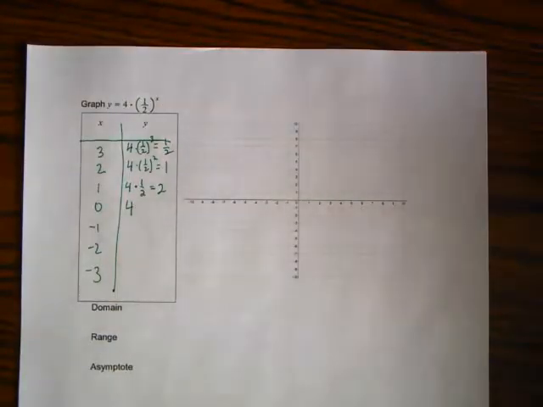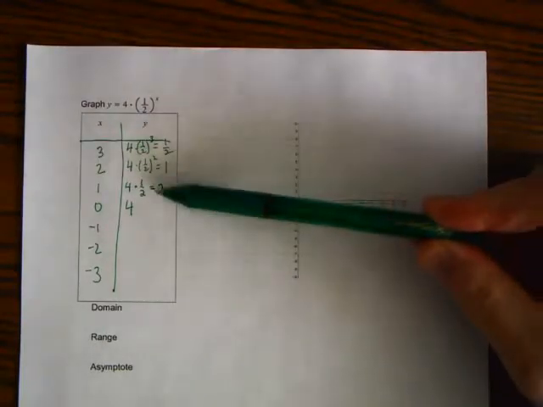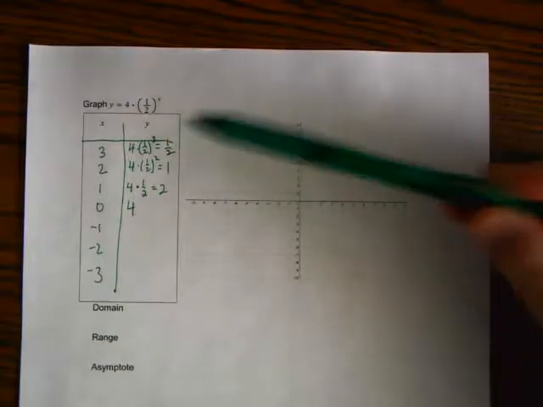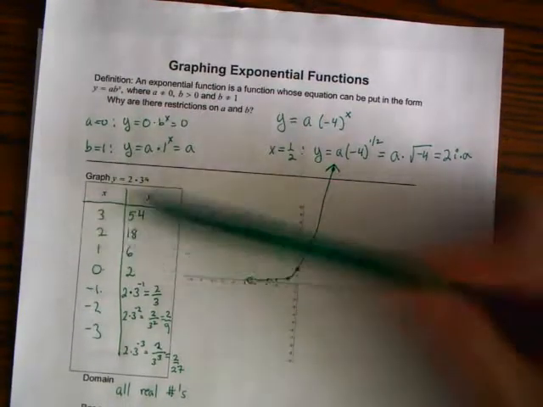So this time, notice what's happening. As I plug in positive numbers, my y numbers are getting smaller. Notice that's the opposite of what happened last time. When I plugged in positive numbers, my y numbers got really big.